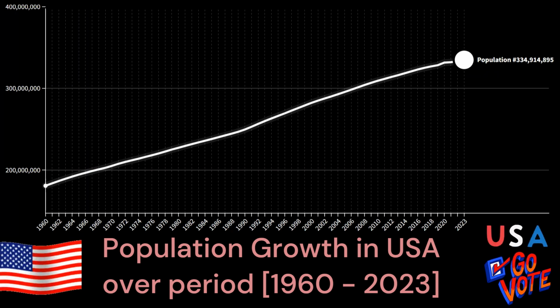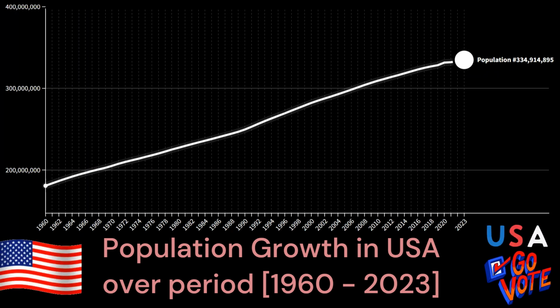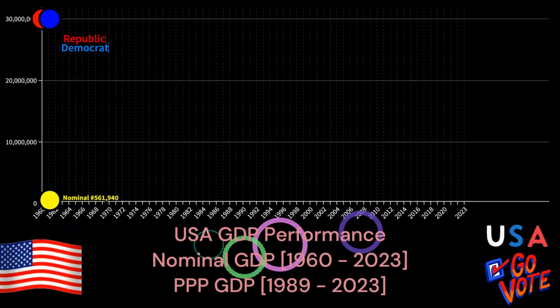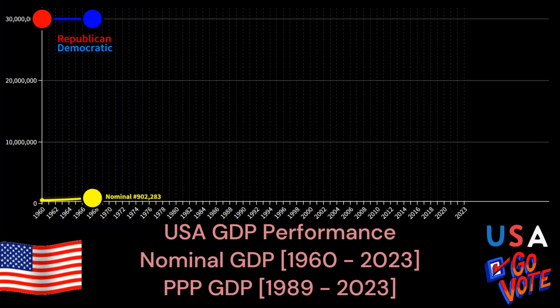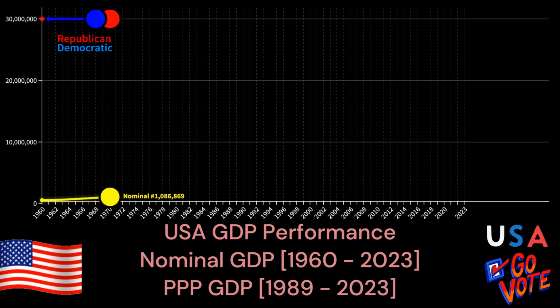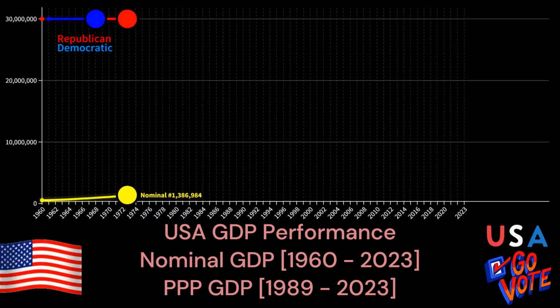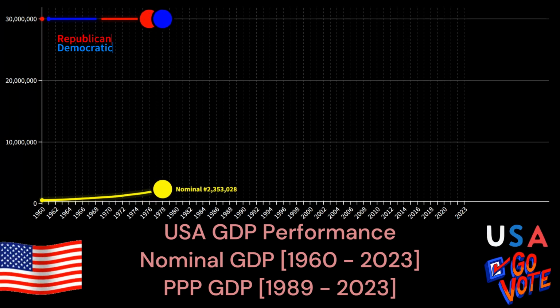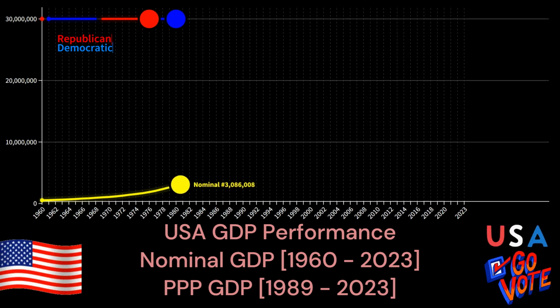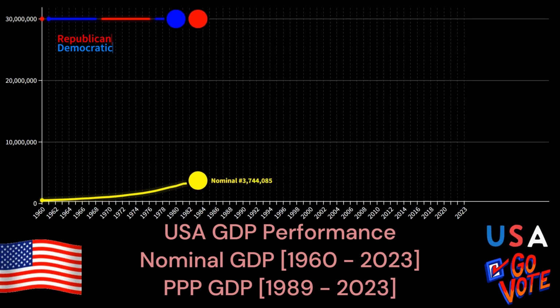GDP trends. The gross domestic product, GDP, of the U.S.A. has shown resilience and growth, despite periodic downturns. Economic performance is a critical election issue, with candidates often judged on their ability to foster economic stability and growth. Recent data indicates a steady recovery post-pandemic, which could favor incumbents.